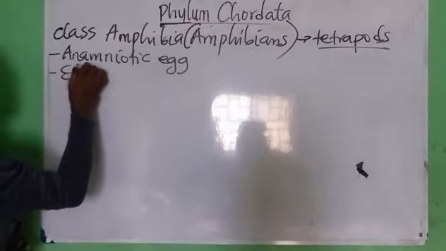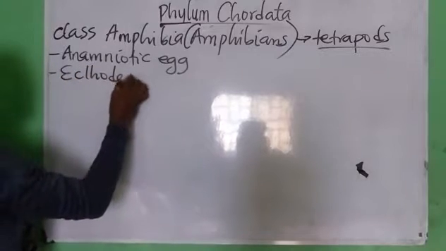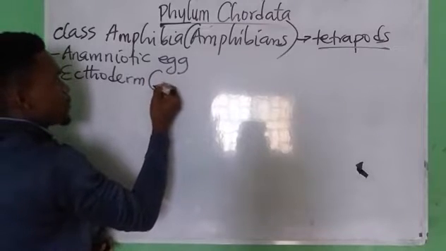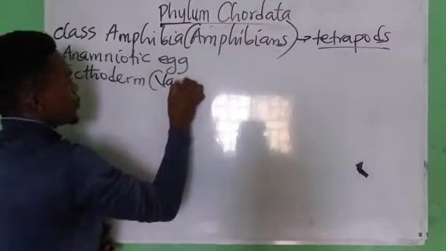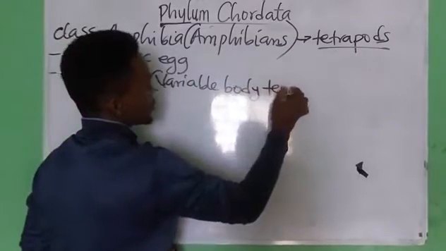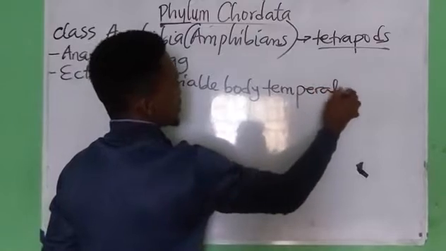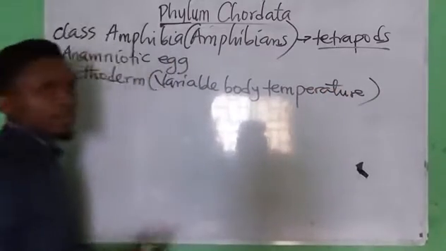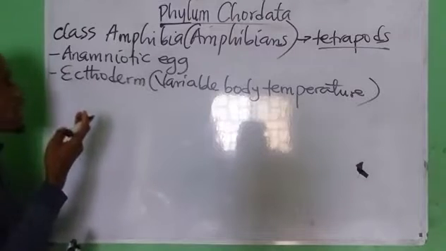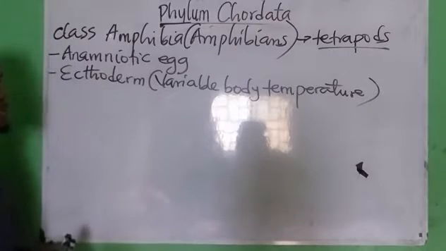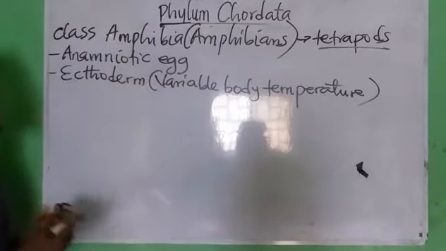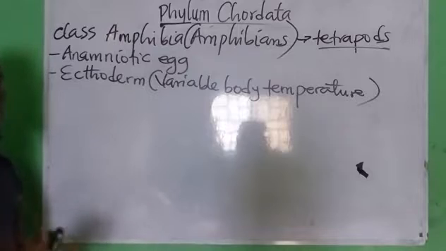Two, amphibians are ectotherms, which means that they have a variable body temperature. That temperature varies with that of the environment. If I don't call them ectotherms, I can also call them poikilotherms because they are cold-blooded animals.